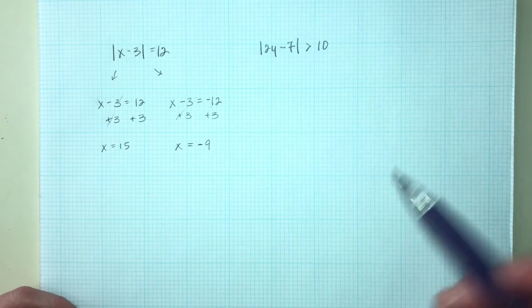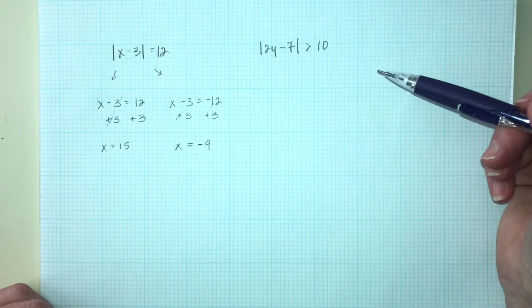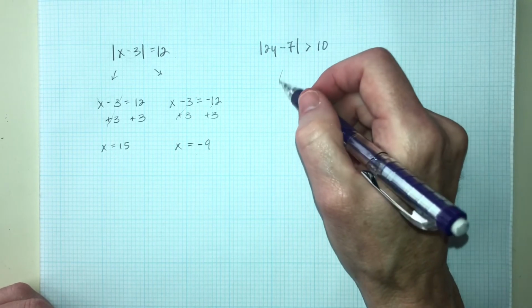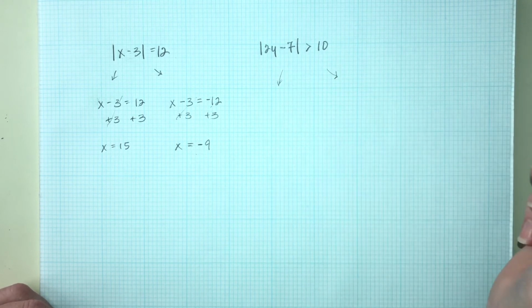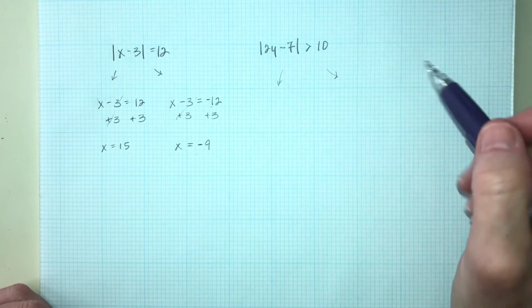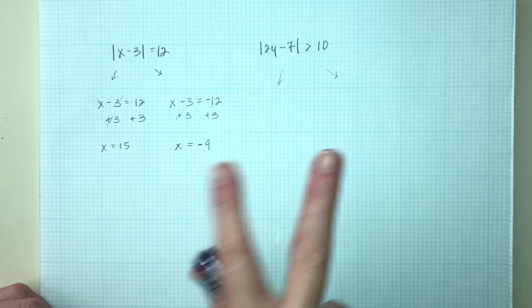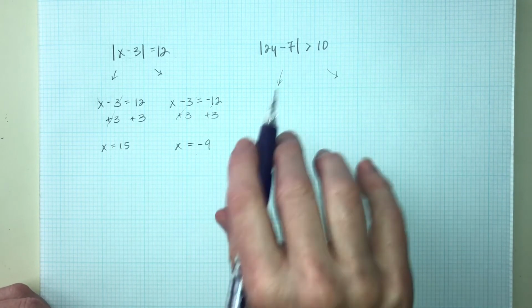Now when we have an inequality, we're also going to set up two different equations. And I just like to draw these arrows, not necessary, but it's helpful to remember when you see these absolute value bars, you're going to set up two different equations or two different inequalities.